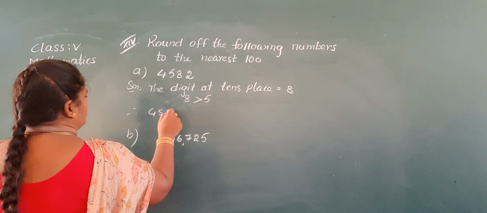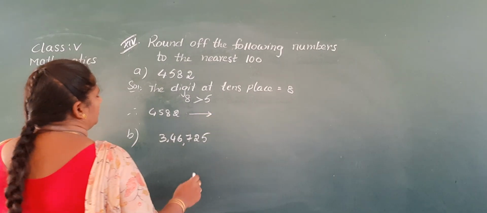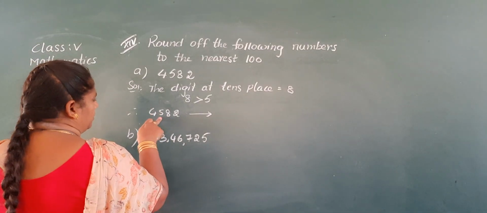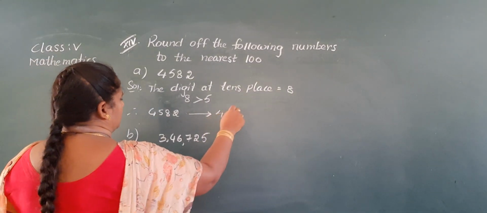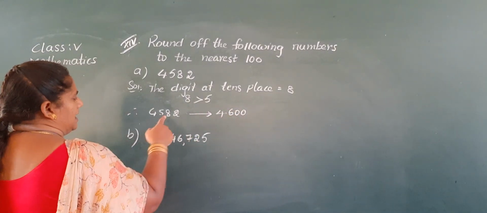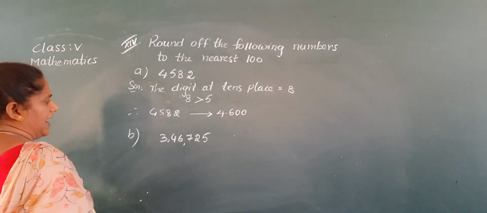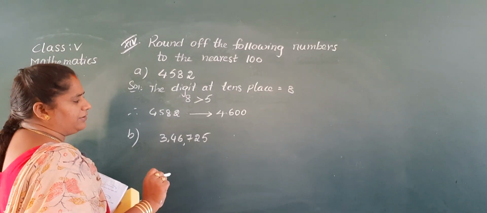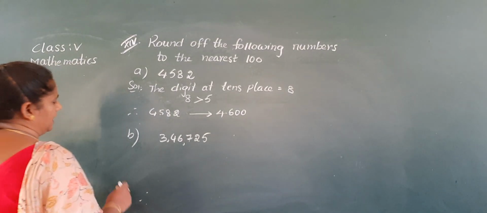Therefore, 4,582 is rounded off to, if it is greater, yes, you should add 1 to the hundreds place and keep 0 in the tens and ones places. So it becomes 4,600. 5 plus 1, 6, and we'll keep zeros at the tens and ones places. See children, 4,582 is rounded off to 4,600. You have to write that in a sentence. Okay?